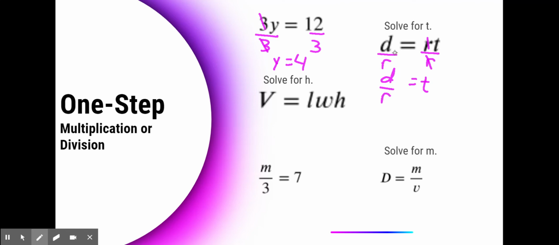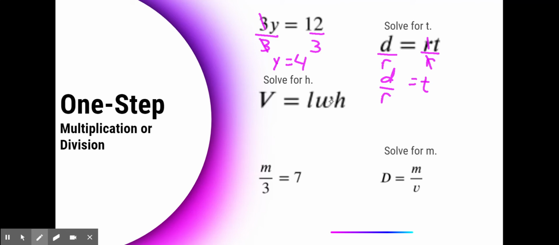So that is how distance and time are related in this formula. Let's look at another formula that you're familiar with that you dealt with last year, the volume of a box, the volume of a rectangular prism. Volume equals length times width times height.